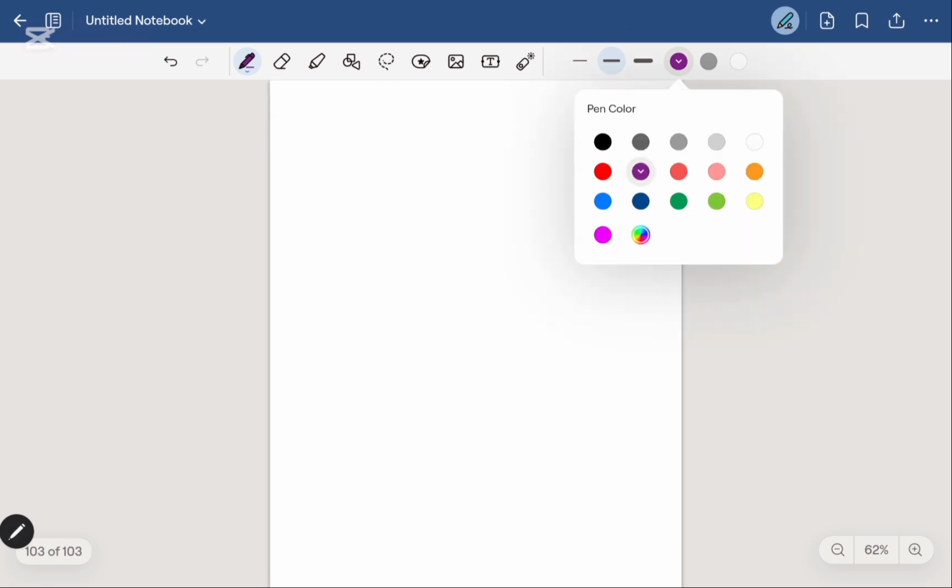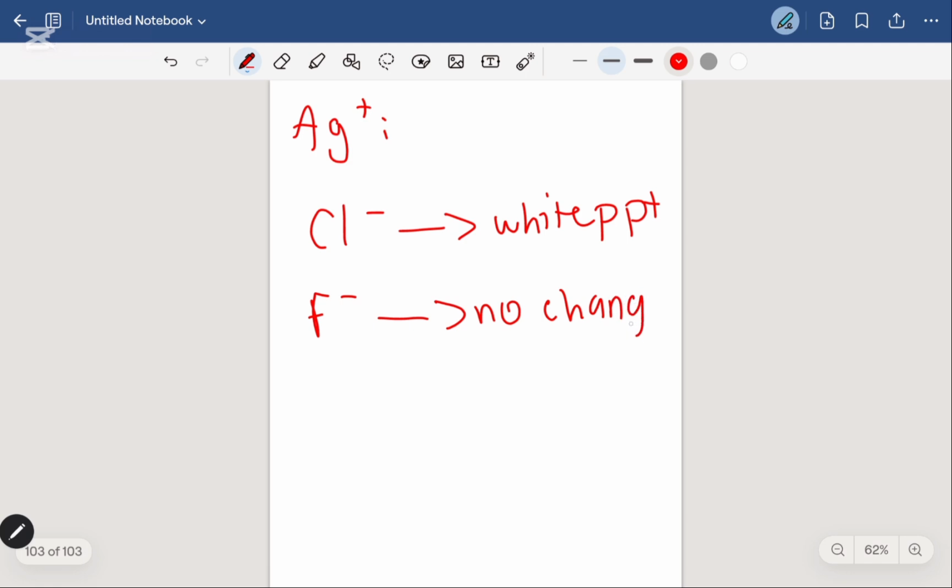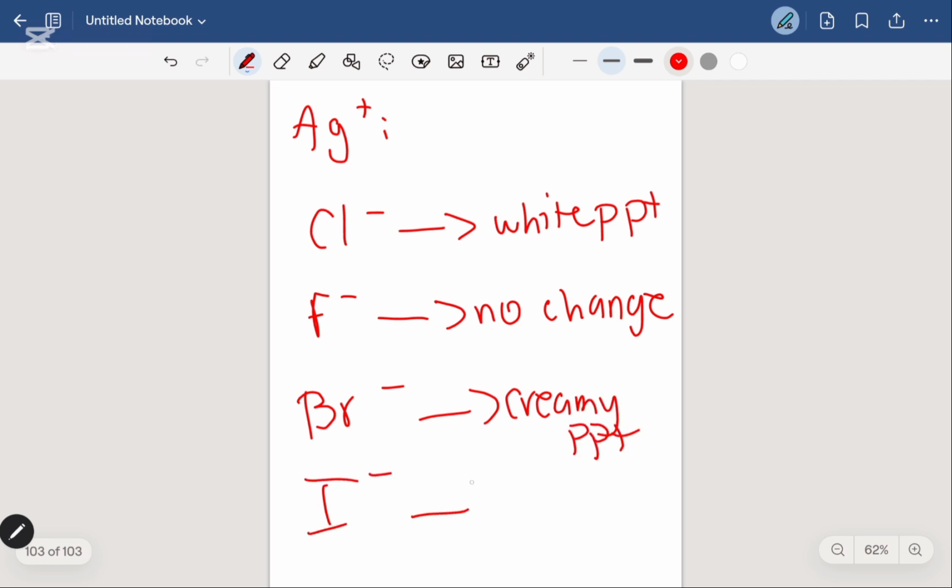Okay, now the final thing we will discuss about halogens is their tests with Ag. Ag plus, you add it to Cl minus, it is gonna give you a white precipitate that darkens upon exposure to light. You add it to F minus, no change happens. You add it to Br minus, a creamy precipitate forms, which darkens upon exposure to light. You add it to I minus, okay? A yellow precipitate will form that darkens upon exposure to light, okay?